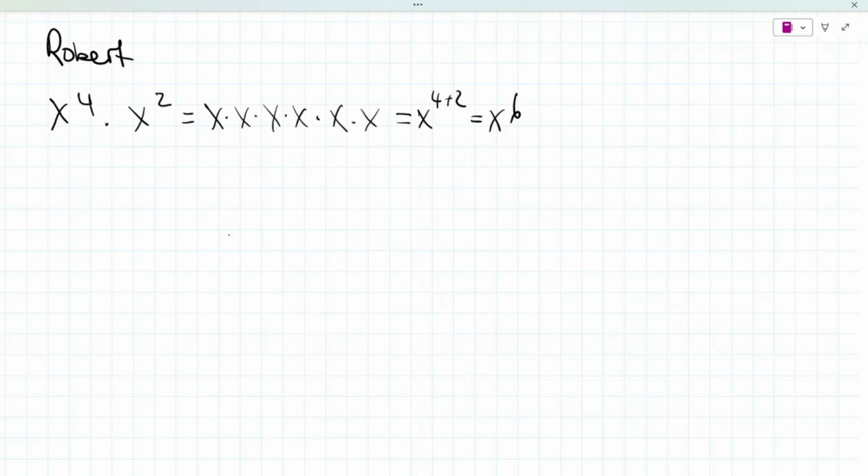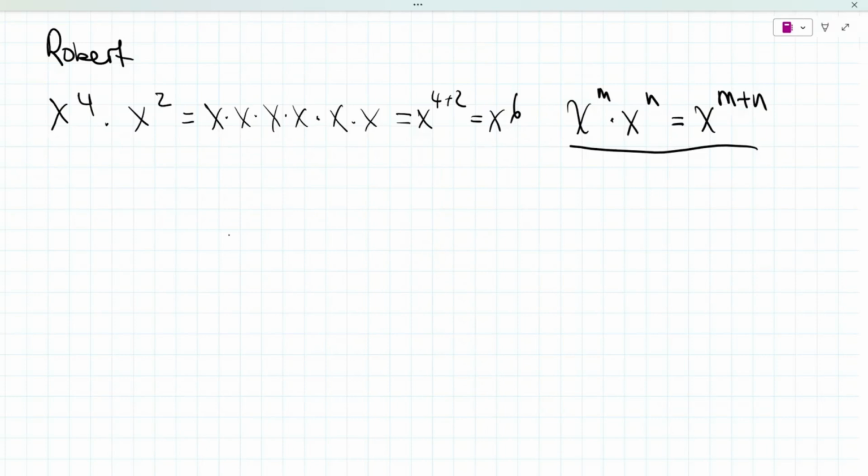Right? So generally speaking, if you have two numbers, x to the power m multiplied by x to the power n, this gives us the final answer as x to the power m plus n. So that's what you have to keep in mind while you're solving these numbers.